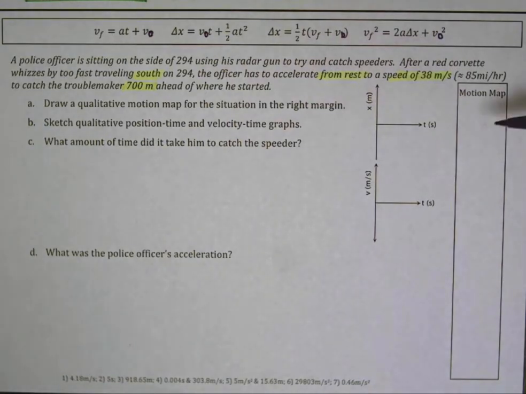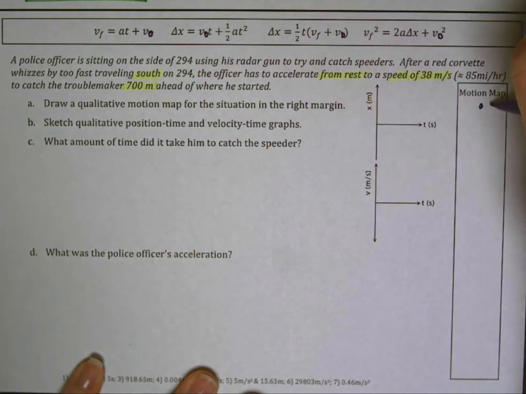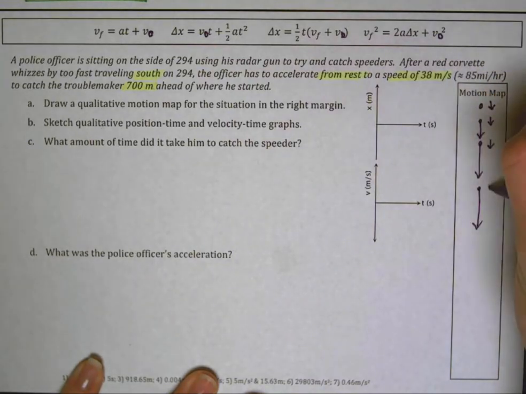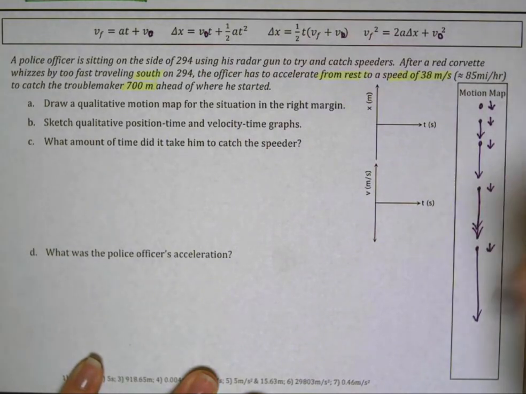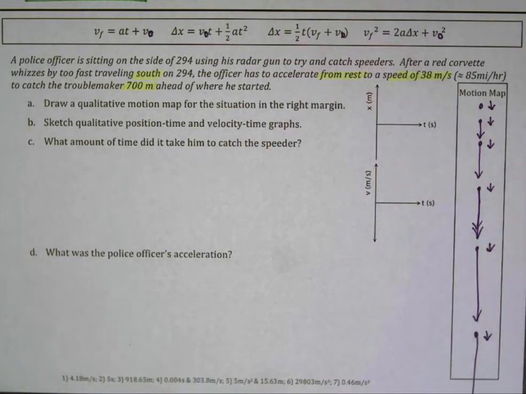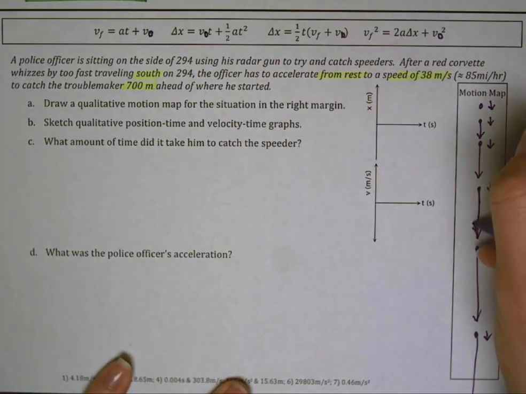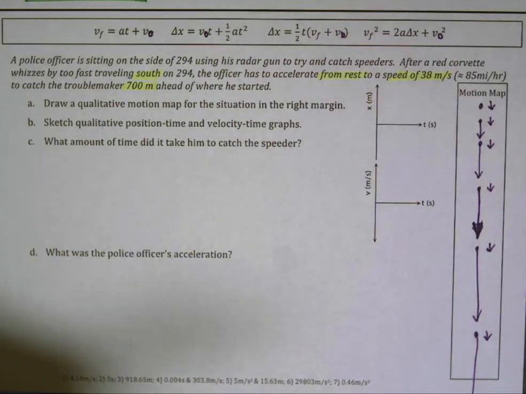Remember, he's traveling south, so that means I want to start north. He's at rest sitting there waiting for people, but then has to accelerate. So as he accelerates, his velocities are getting larger in magnitude. Oh, that should look larger. And he is still traveling south. That one goes off the page until he got to that position. Good thing it said qualitative, so we don't have to worry about how many arrows to draw or anything like that. B asks to sketch a qualitative position time graph and a velocity time graph.